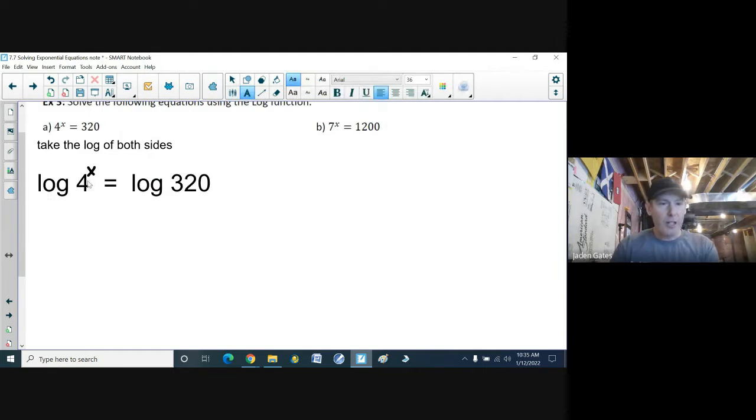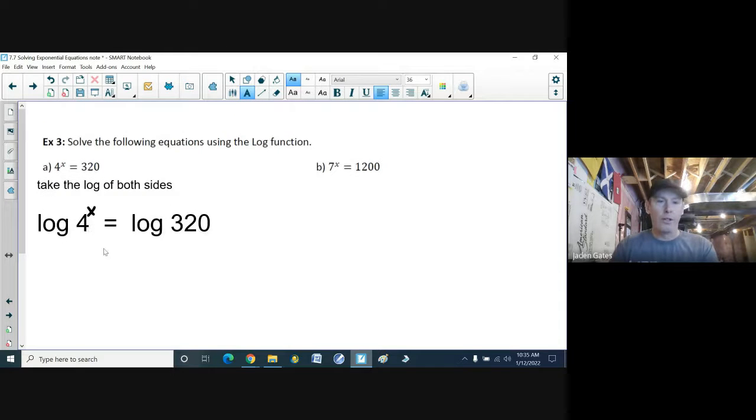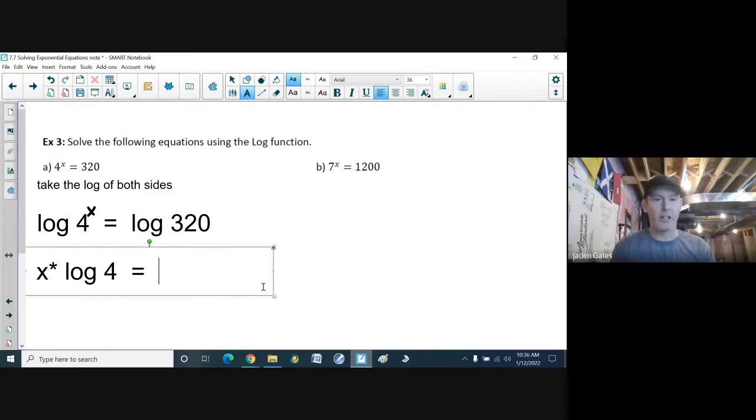Now here's the reason we do that. When I take the log of 4 to the power of x, I'm going to use my log rule to bring x down to be a normal number, so that I have x times the log of 4. And I still have this log of 320. Well, actually I can figure that out. The log of 320 takes a big number and makes it smaller. Log 320, and I get 2.51.